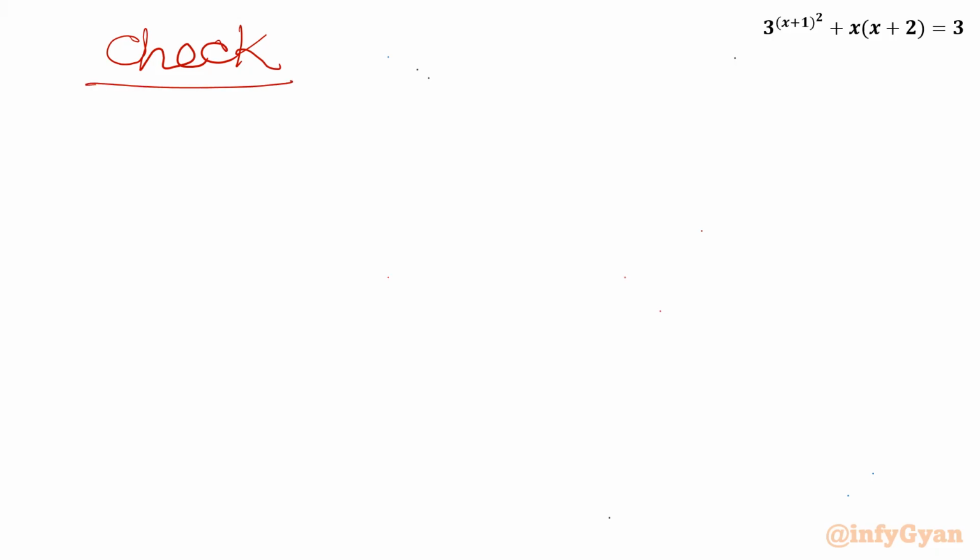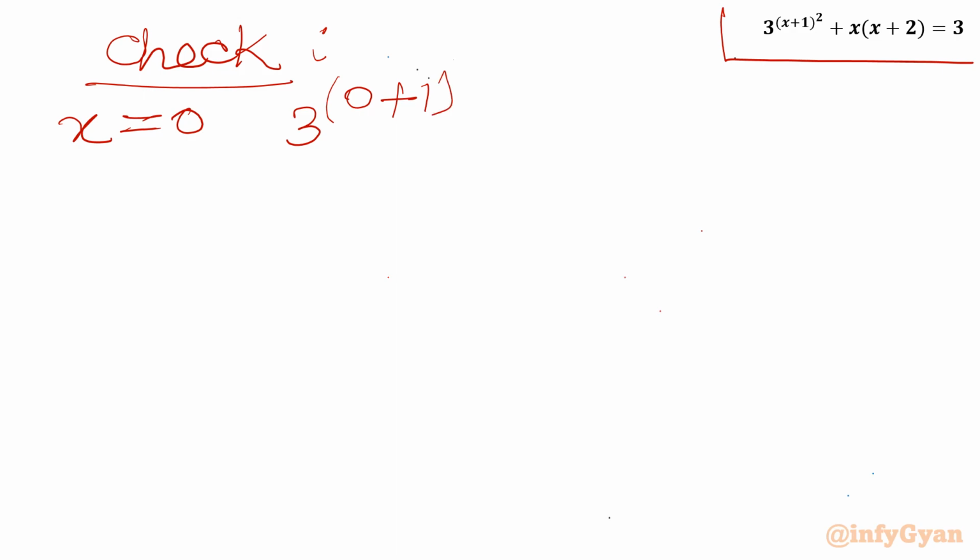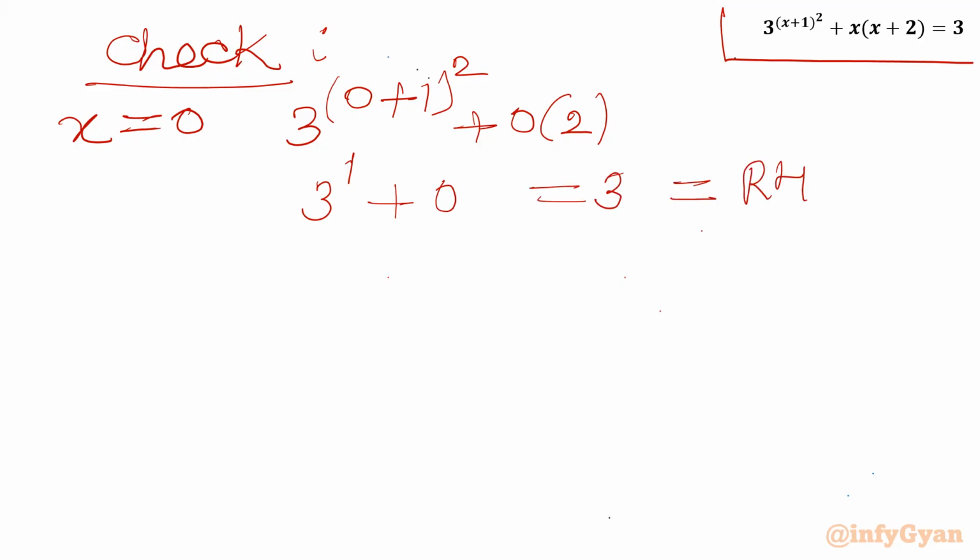Check. x equal to 0. In the equation I will write 3 raised to the power 0 plus 1 whole square plus 0 times 2. So 3 power 1 square, it will be 3, plus 0. So this will give us 3, which is our RHS. Hence verified.